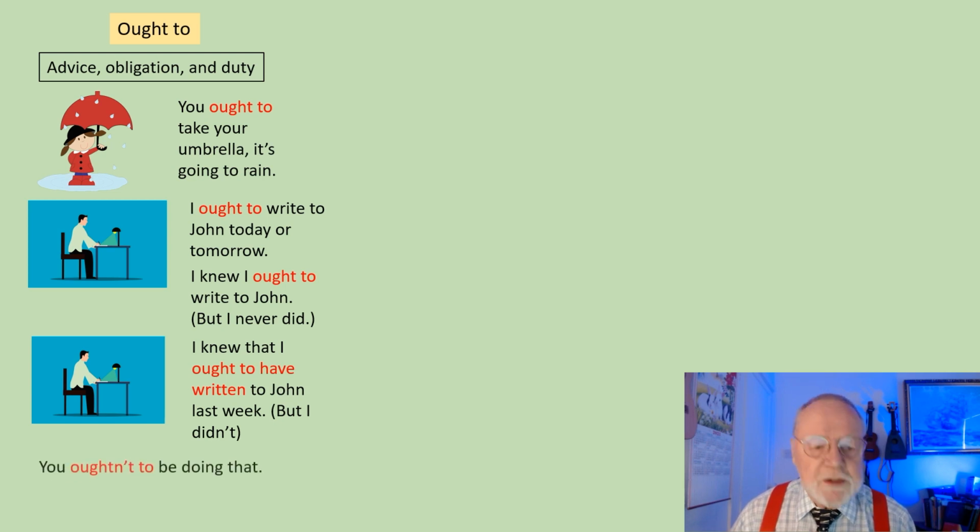We can express the negative by putting the not between the ought and to. You oughtn't to be doing that. That's actually quite difficult to pronounce correctly. You oughtn't. You oughtn't be doing that.